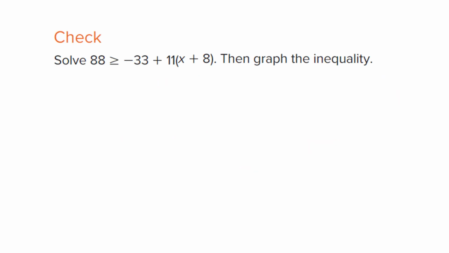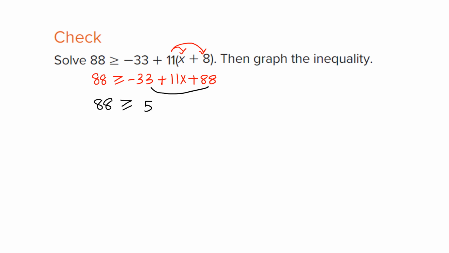Let's solve this inequality. So here you see brackets. Whenever you see brackets, you know you have to do multiplication, open the brackets and apply the distributive property. So this is 88 greater than or equal to minus 33 plus 11x plus 88. Now your 88 and 33 will combine together. They are like terms to give you 50 plus 11x.